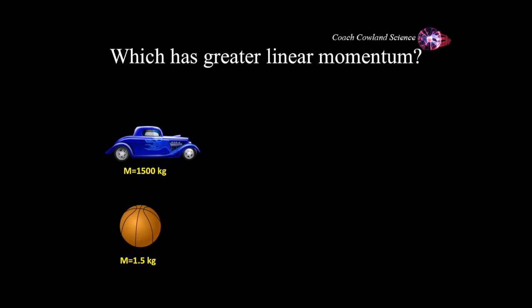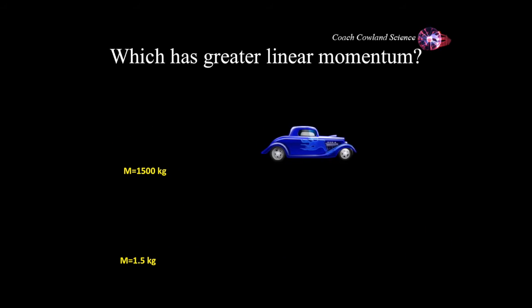So here we have a ball and a plane and a car. Which one has the greater linear momentum? I'm going to hit play. Okay, here we saw the ball went a little bit faster than the car did, but the car is 1,000 times more massive. So unless the ball went 1,000 times faster than the car, which it didn't look like it did, then the momentum is going to be greater for the car than it is for the ball.